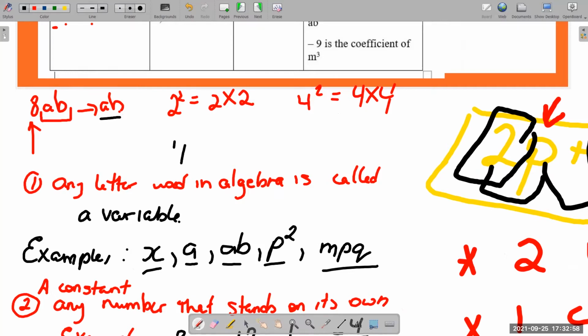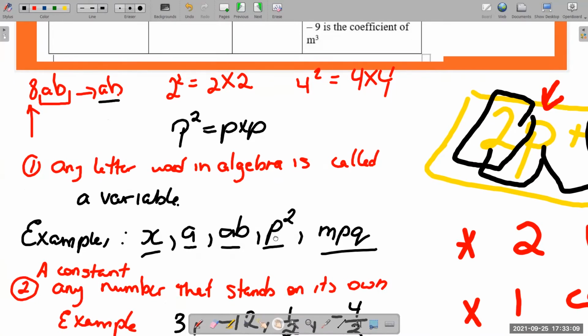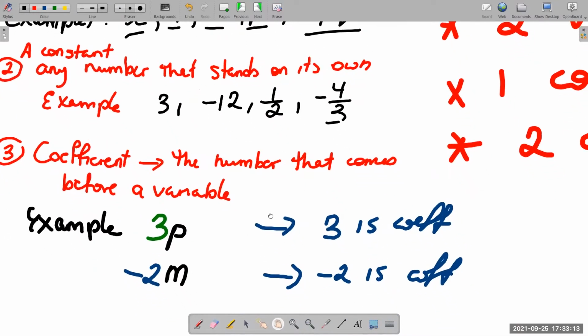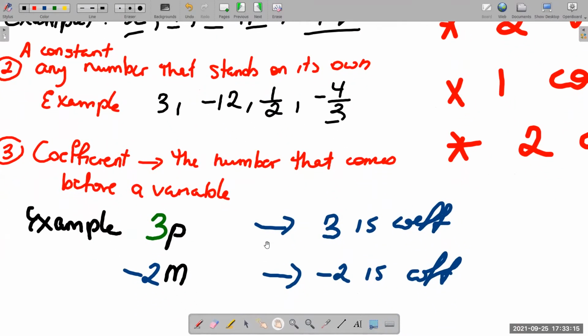Now, I just want to highlight something. We know that 2 squared means 2 times 2. So similarly, if we have p squared, we know it just means p times p. All right, same concept that we learned before, just applied to the letter or variable terms.